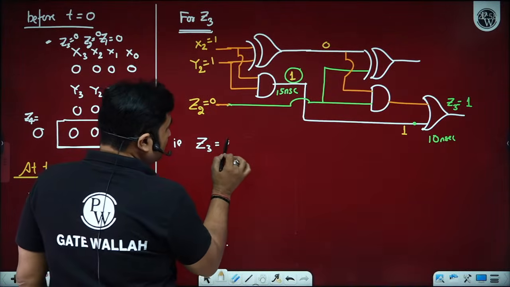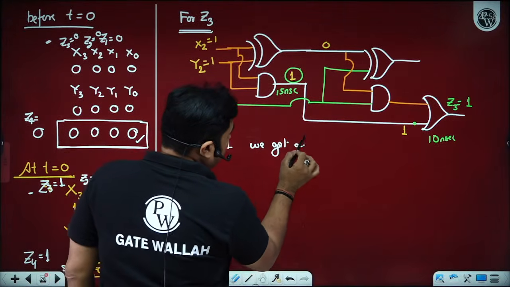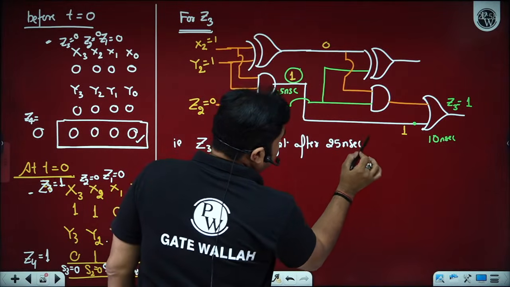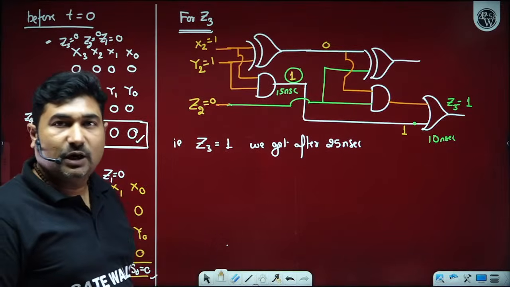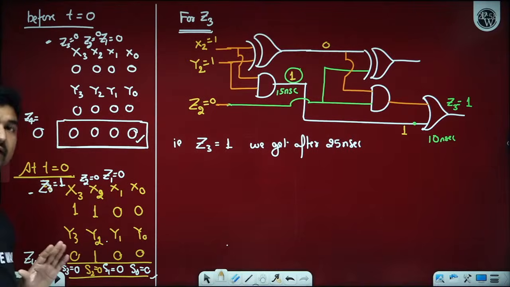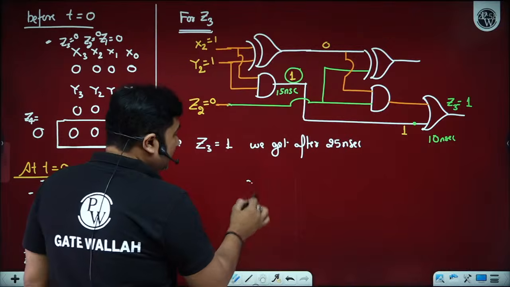So Z3 is equal to 1, we get after 25 nanoseconds. How many of you are able to understand? So now we have Z3, and X3 and Y3 are already available to us.